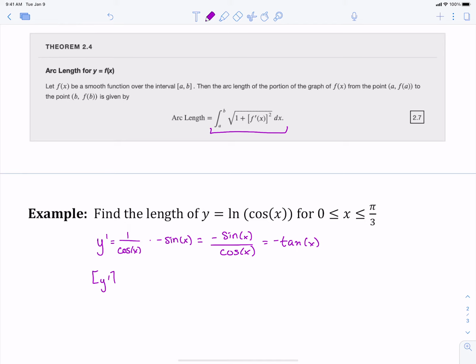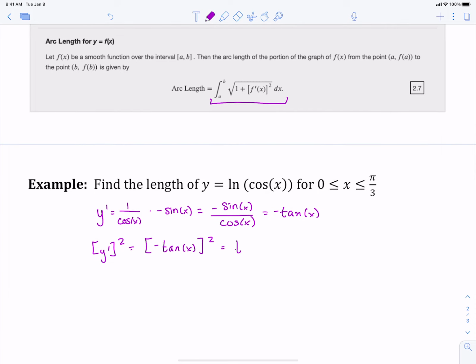Then I'll take the step where I square it, because the reason I do this piece by piece is that it's a lot easier to see how I can do the simplification than trying to shove it all into that integral right at the beginning. So this is going to give me positive tangent squared of x, because I'm going to have a negative number times a negative number. And then I'm going to do the square root of 1 plus that derivative squared. So I'm plugging that tangent squared that we got into this square root.